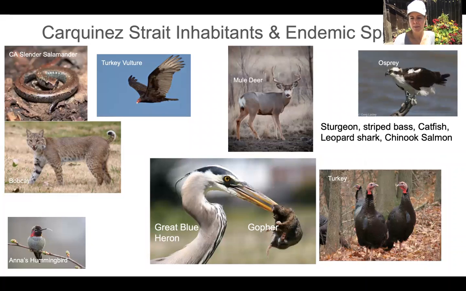Some of the friends you might see in their bones, we've got osprey, mule deer, turkey vulture. The California slender salamander is endangered, but you could probably find it in your backyard. Bobcat, Anna's hummingbird. Be surprised to find some tiny little delicate bones. We've got the great blue heron, and then its lunch, a gopher.